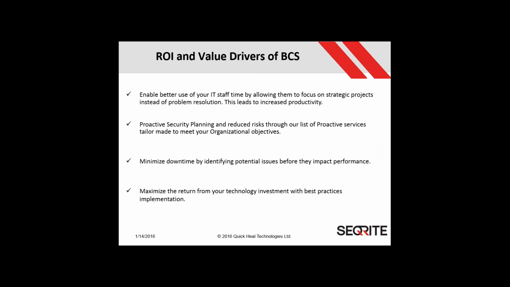Let us review what are the return on investments and value drivers for investing in BCS. Once you invest in BCS, this enables better use of your IT staff time by allowing them to focus on strategic projects instead of problem resolution. This leads to increased productivity.